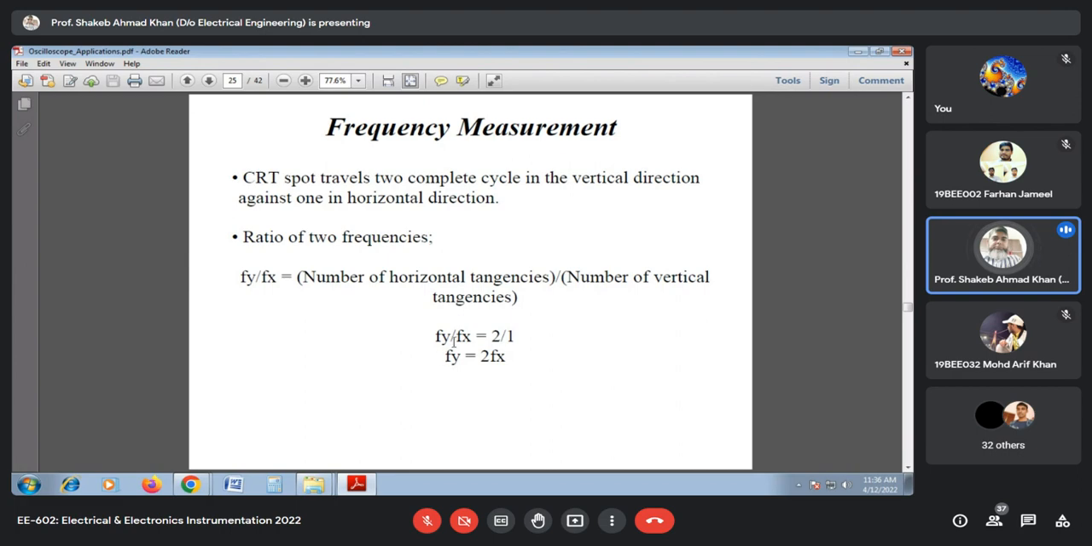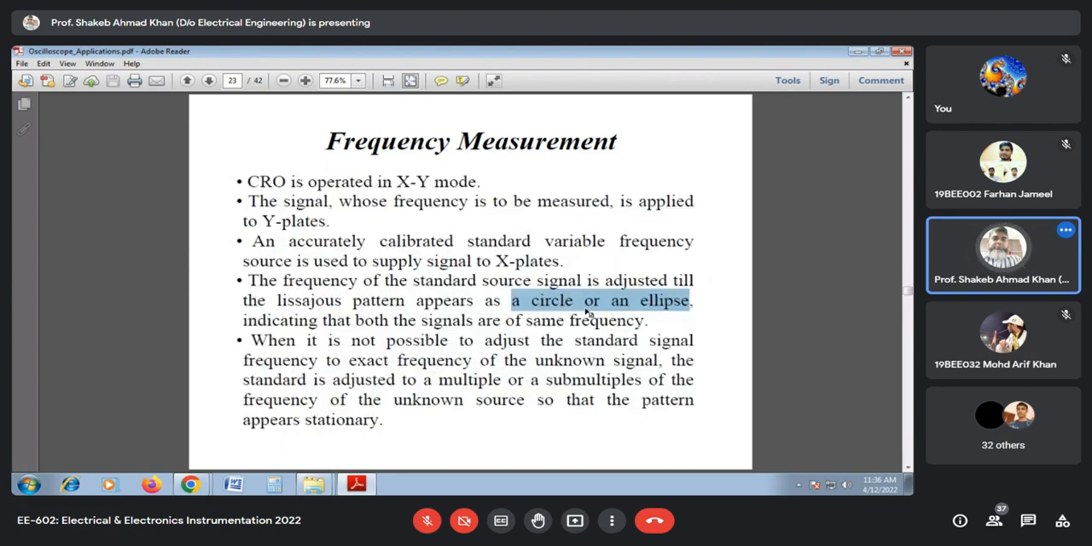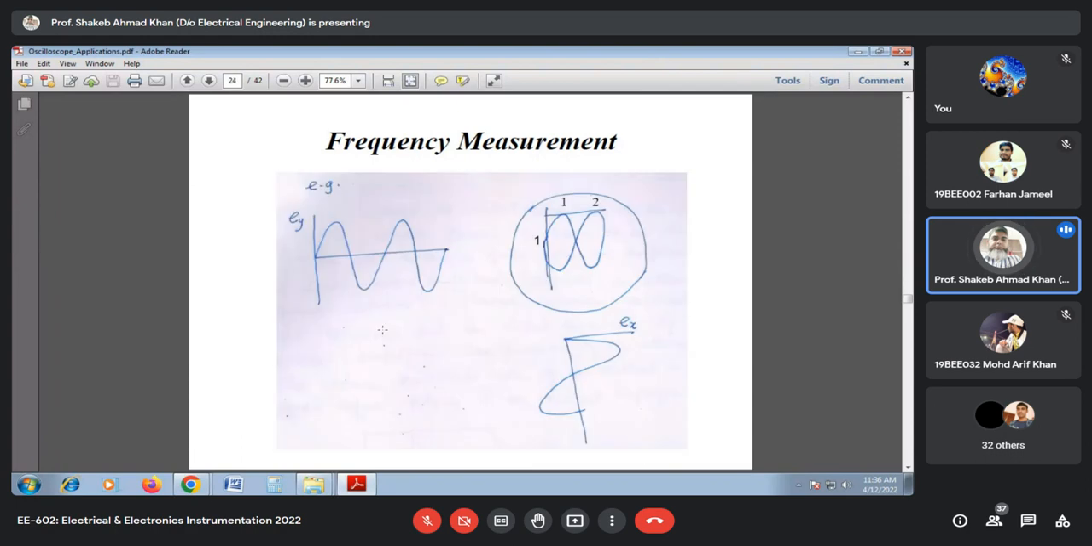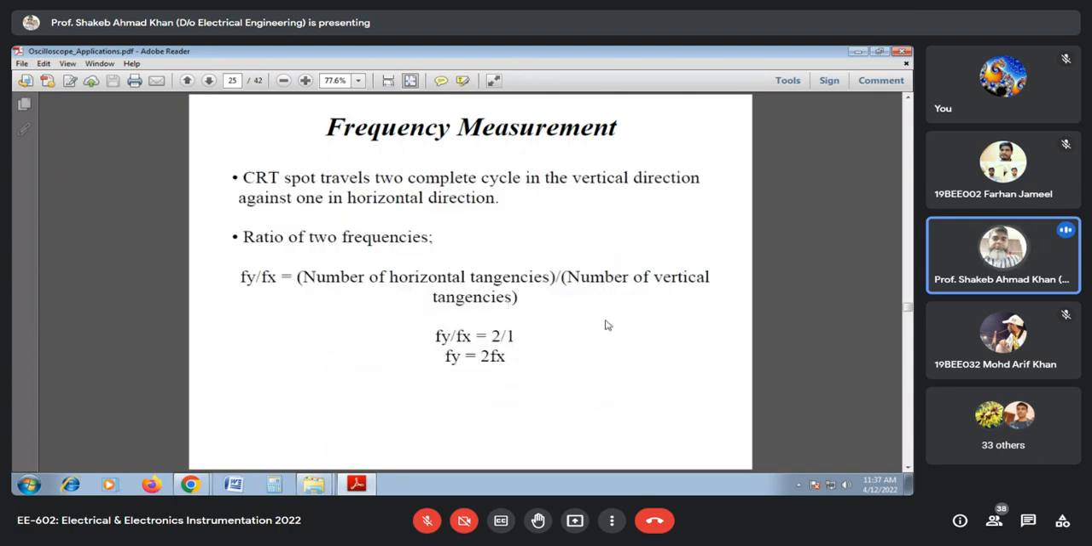So I want that if anybody is having any question regarding this method, you can ask it, please. Frequency measurement formula is very important. In objective questions, researchers generally make different kinds of Lissajous patterns and give one of the frequencies and then ask for the other. So the method is that we draw the horizontal tangencies and the vertical tangencies, we count them, and accordingly use this formula to find out the frequency. So Fy upon Fx is equal to the number of horizontal tangencies divided by the number of vertical tangencies.